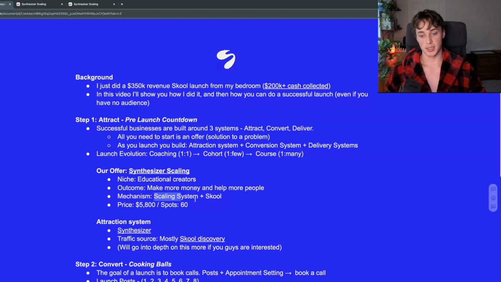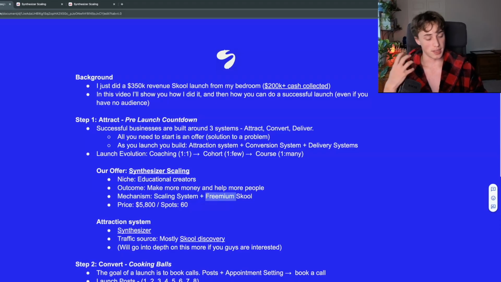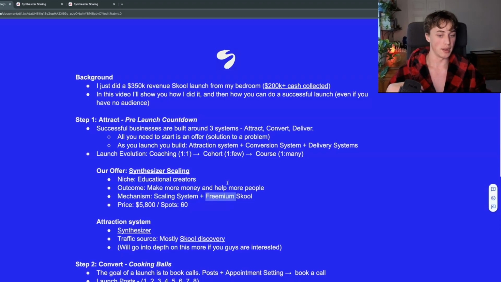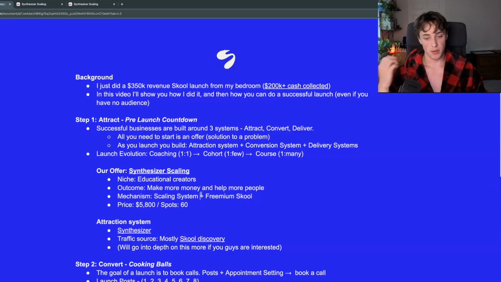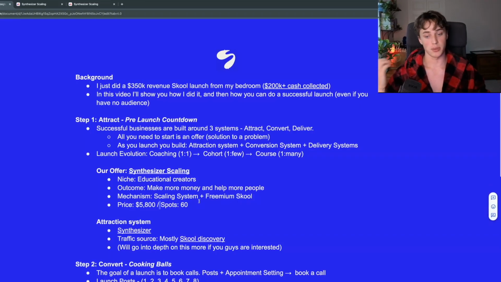So we have a scaling system that we've used. I went from 0 to 10K a month in 90 days following it, and then to 100K a month beyond with SKOOL. Specifically, I would even add a freemium SKOOL, which was a new idea that nobody was talking about, where you're having the benefits of both a free and a paid SKOOL community. Then we defined our price, which was $5,800, and set some urgency and scarcity in terms of how many people we wanted to select, and that was 60.